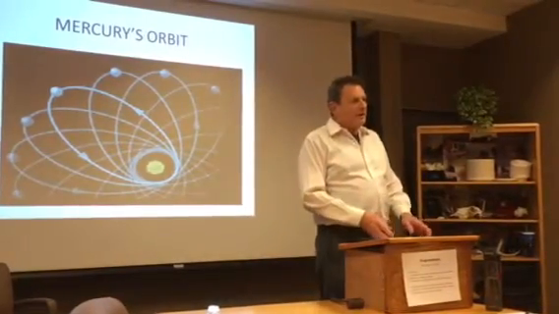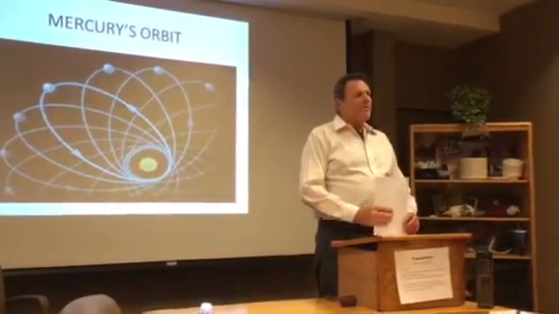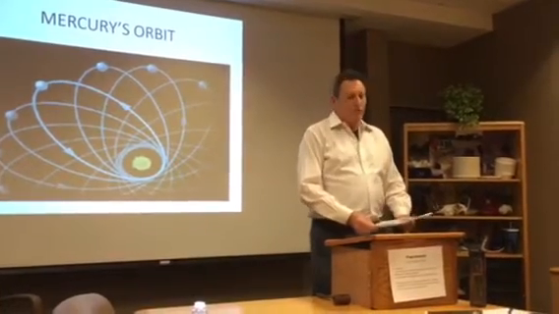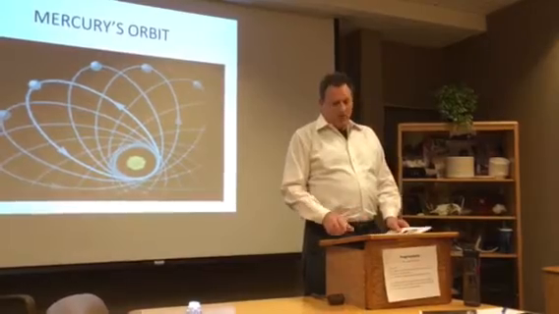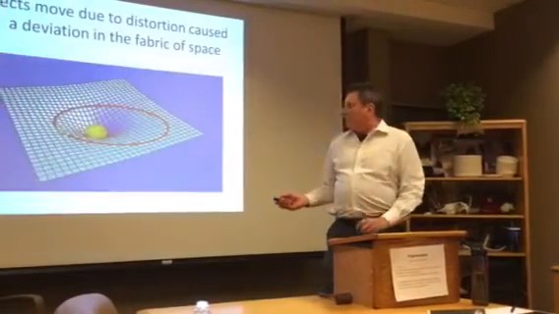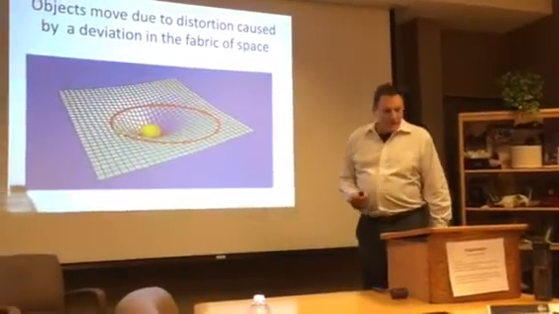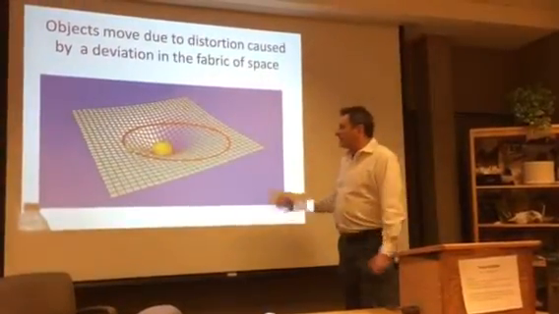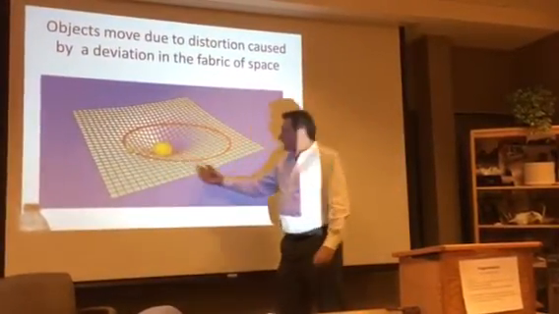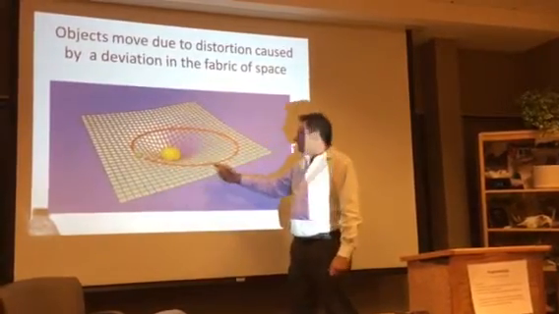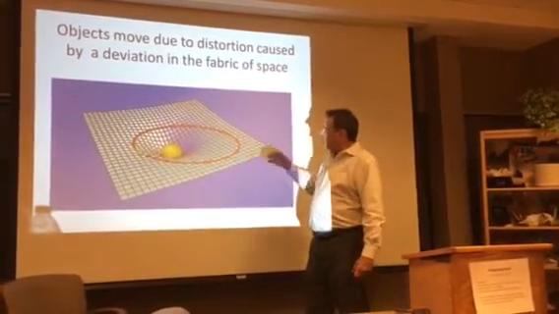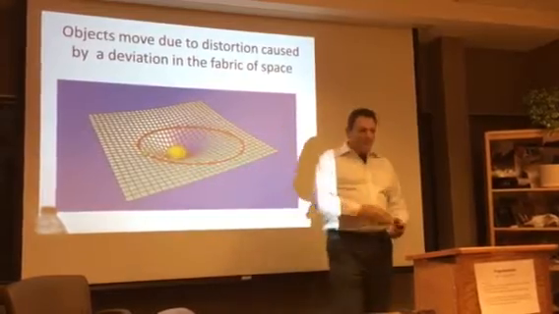If you said to him the force of gravity, he would say, no, no, no. It's the warping of space and time that causes gravity. Notice in this picture, mass distorts the shape of space and time around it. And it's this distortion that causes a deviation in the geometry of space that allows objects to move.